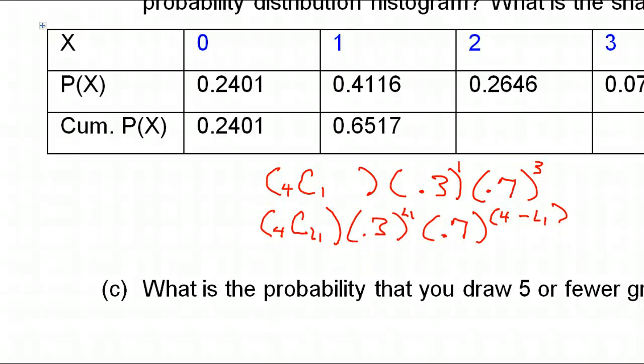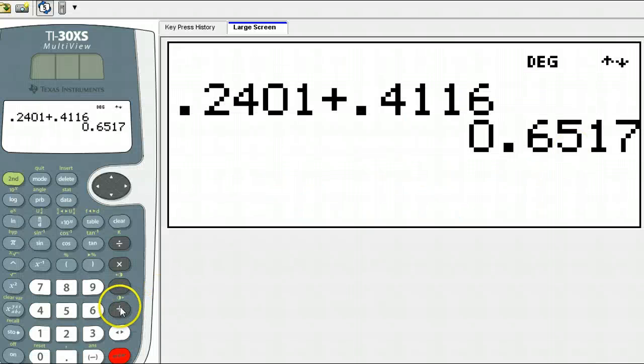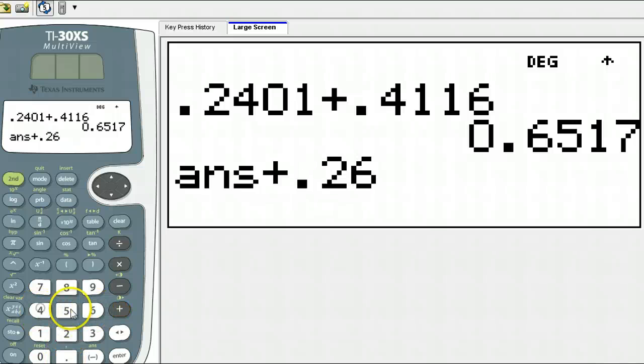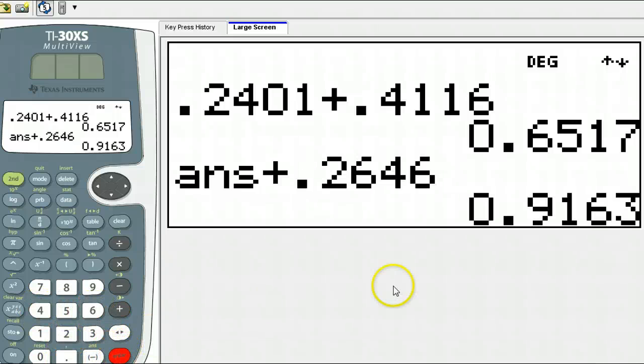Okay, the next one has to be the sum of the one above it, plus the two that came before, because it's the total probability up until this point. Of course, I'm hoping you understand that since the previous number right here is already the sum of these two, all I really have to do is add up these two. So in other words, if I take this and I do plus 0.2646, that's going to give me the new probability, so 0.9163.